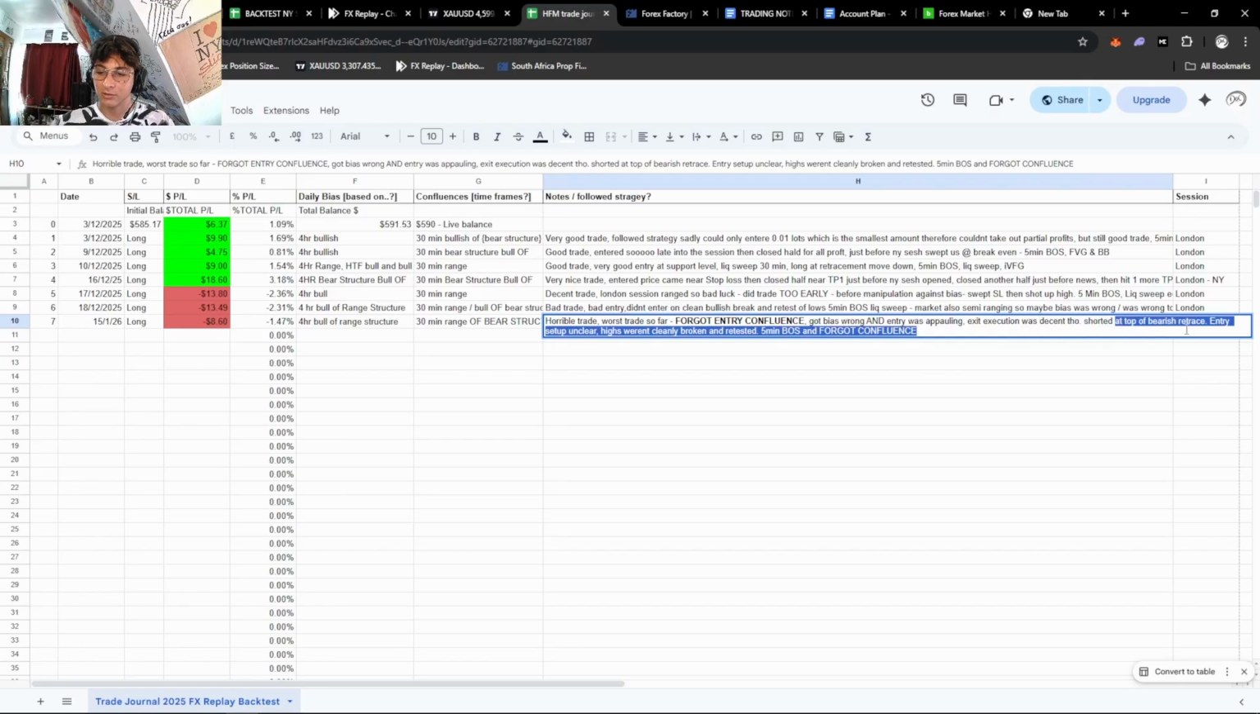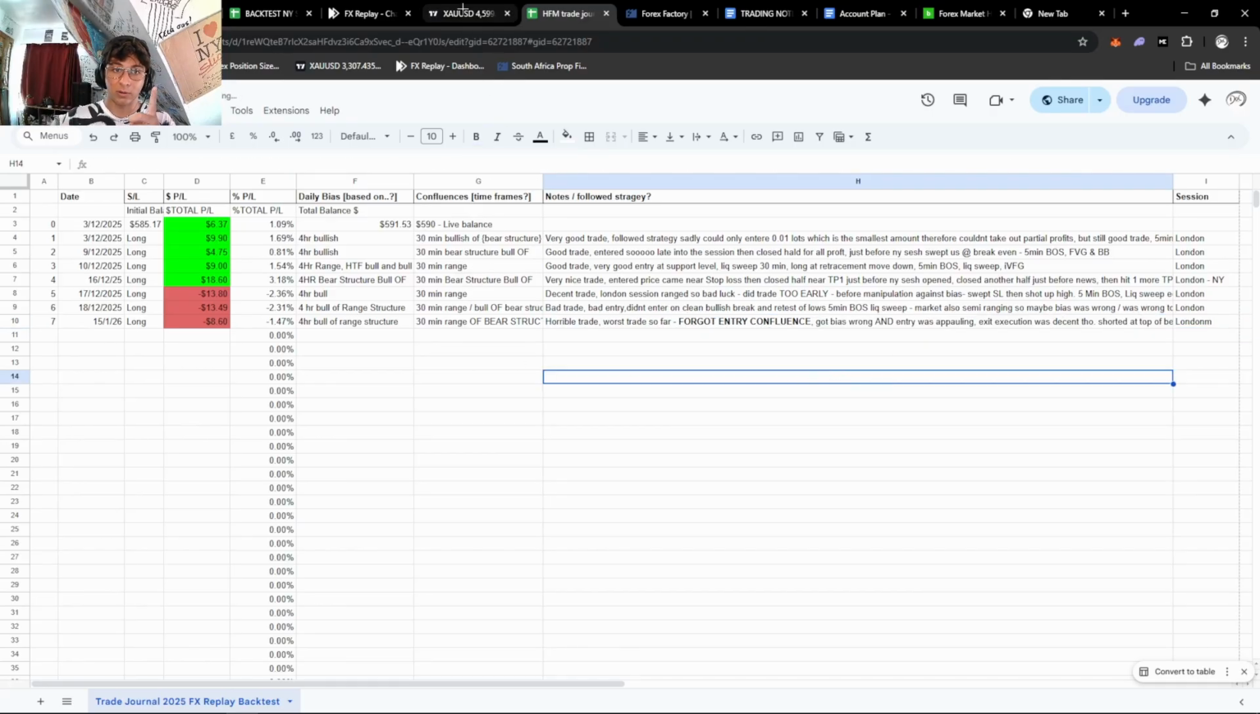We shorted at the top of a bearish retracement, and the entry setup was unclear. Highs weren't cleanly broken and retested. We entered on a 5-minute break of structure and nothing under. No fair value gap, no inverse fair value gap. This is where I said we forgot confluence. That was a very bad one we took.